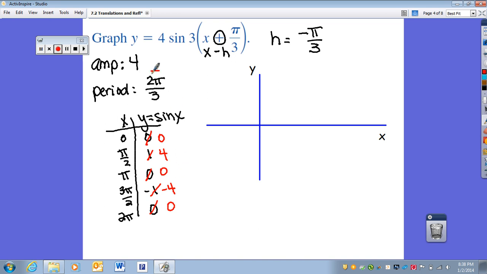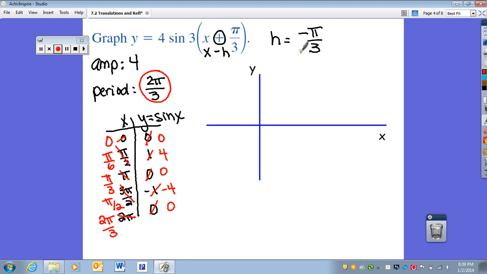So the next thing we need to do is to change our period. So our period is going to begin at 0, and we're going to finish at 2 pi over 3, which means we're going to divide all of our sections by 3 in order to break up that period. So dividing by 3, which is the same thing as multiplying by 1/3, we have pi over 6, we have pi over 3, and then we have pi over 2.